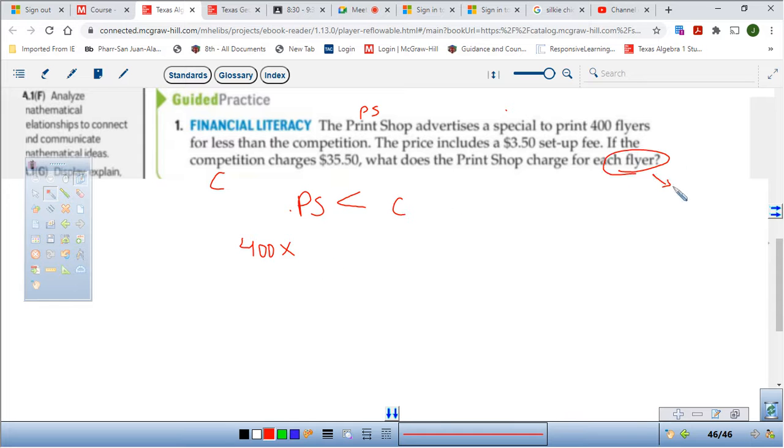We're going to set that equal to x. Now, 400 times each flyer, which includes a $350 setup fee. This is all included, right? And they want that to be less than what the competition charges of $35.50.